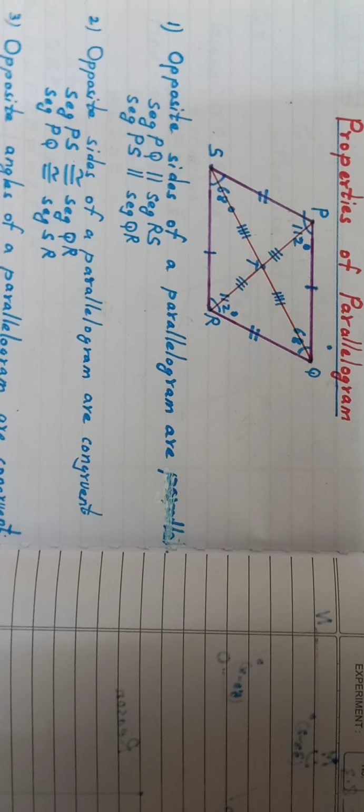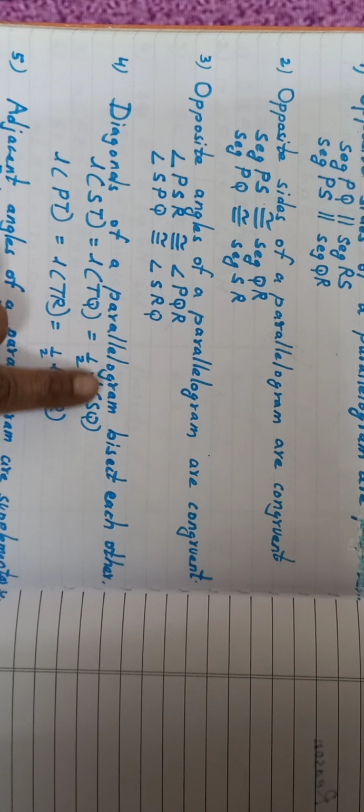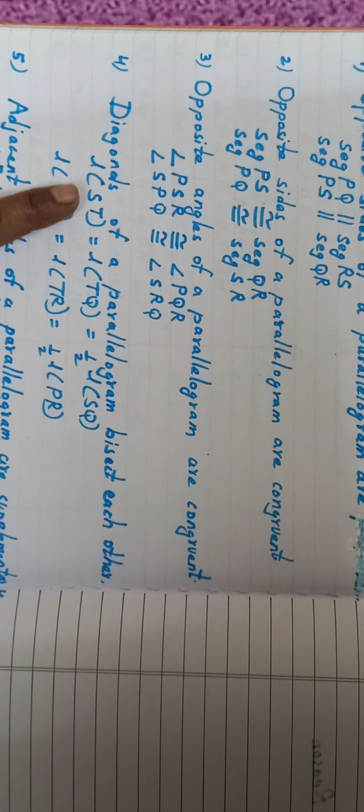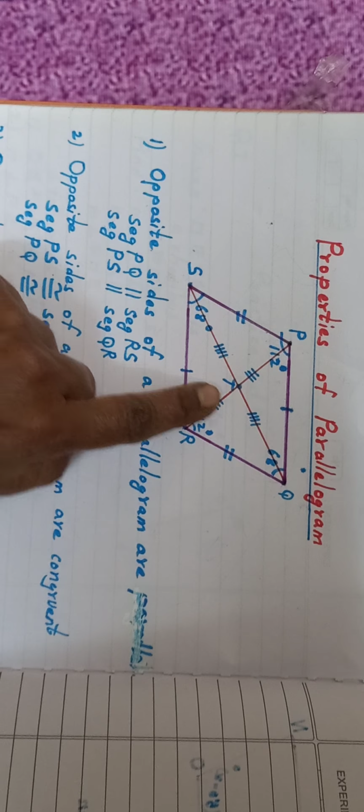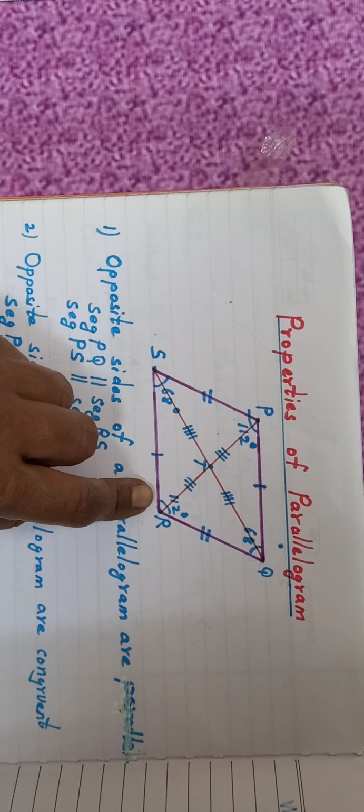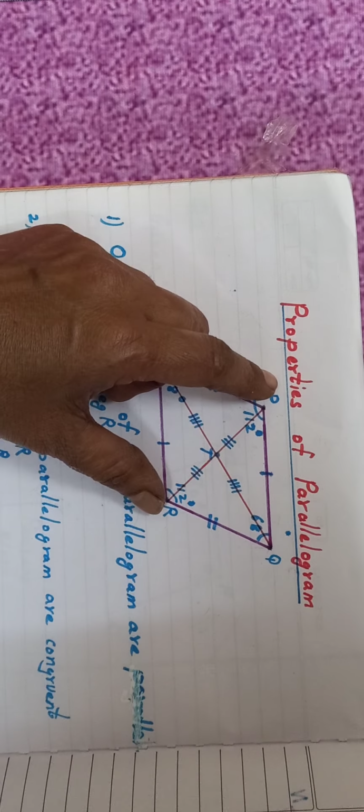So here, see here, I have written diagonals of a parallelogram bisect each other. That is length of ST is equal to length of TQ. And length of PT is equal to length of TR, that is half of PR, and ST is half of length of SQ.